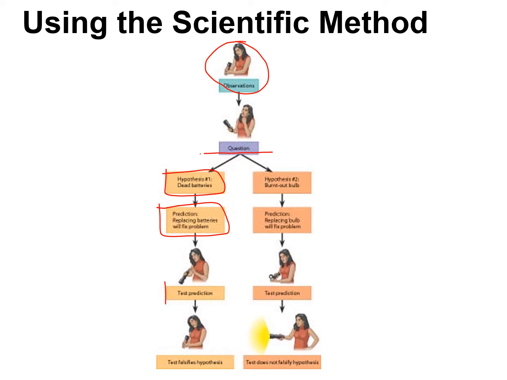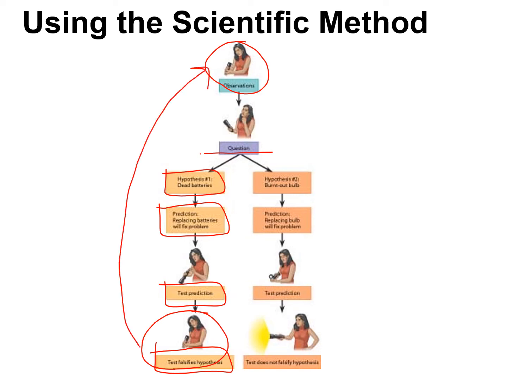So your prediction is that replacing the batteries will fix the problem. So you test it out, you replace the batteries, you try to turn on the flashlight, and it still doesn't work. So your hypothesis has been falsified. So this creates a new observation that it wasn't the batteries. So now you have to generate a new question.